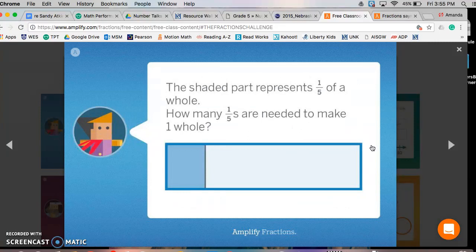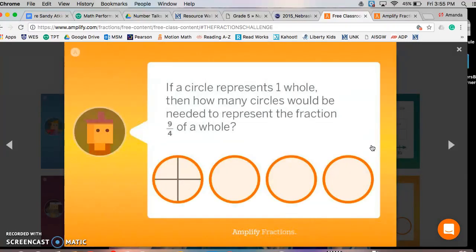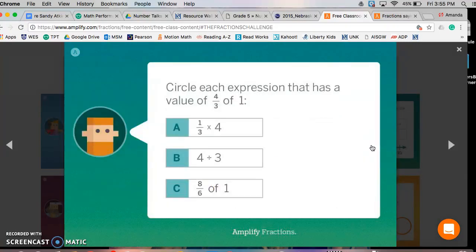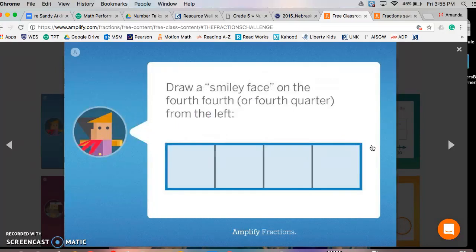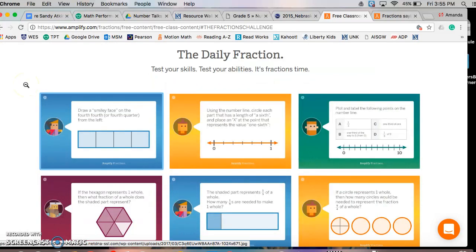Okay, other shapes. I think often children see fractions in one way only, so this is also going to help them think of fractions flexibly. And here we have one section, a fraction of a fraction. Okay, so you can see that there's a variety, and that's just a sample of the daily fraction.